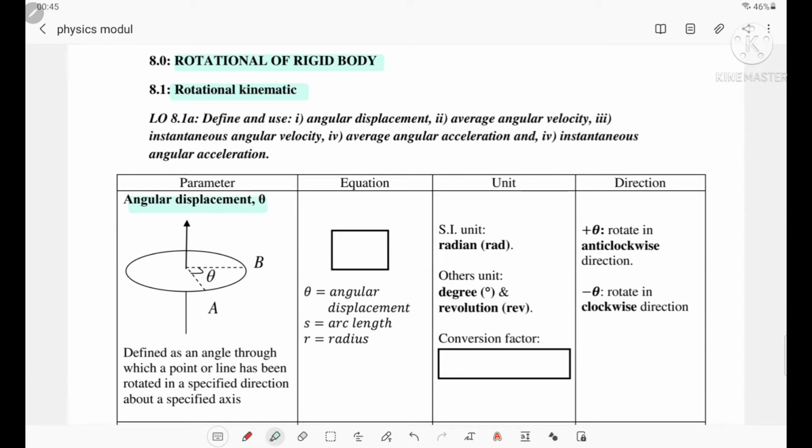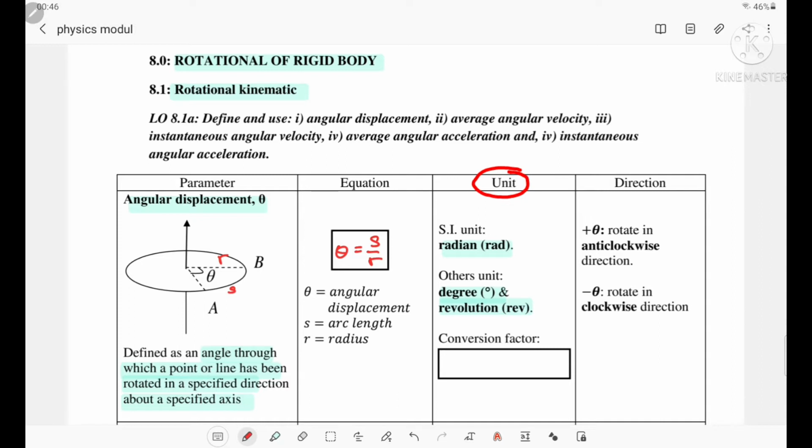Angular displacement is defined as the angle through which a point or line has been rotated in a specified direction about a specified axis. We can write theta is equal to s over r. Theta stands for the angular displacement, s is the arc length, and r is the radius. The unit for the angular displacement is radian, and the other units are degree and revolution.